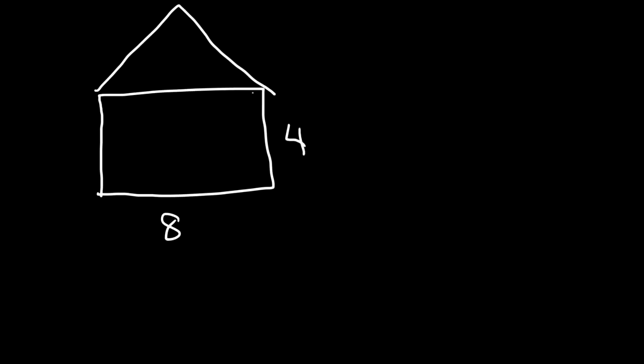Let's work on another example. So let's say if we have a triangle attached to a rectangle. The rectangle is 8 by 4. The triangle has a height of 4 units. And let's say this side is 6 and this is 5. Let's find the area first. So the area of the rectangle is going to be length times width. So 8 times 4, that's 32.